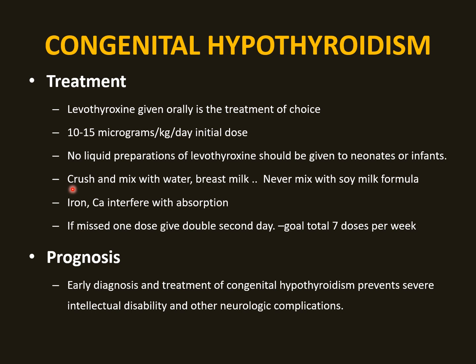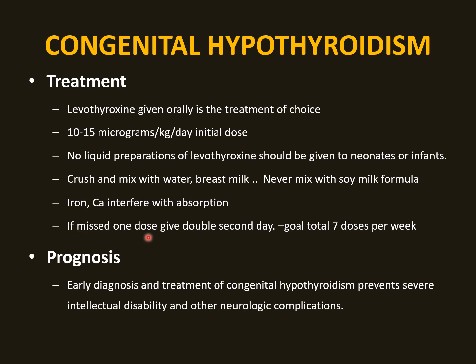So how can you give it? Crush and mix with water or breast milk. Never mix with soy milk because this will affect the absorption. Never mix with soy milk formula. Also do not mix with iron or do not take with iron and calcium because this will interfere with the absorption. You have to advise the parents that you have to give a total of 7 doses per week.